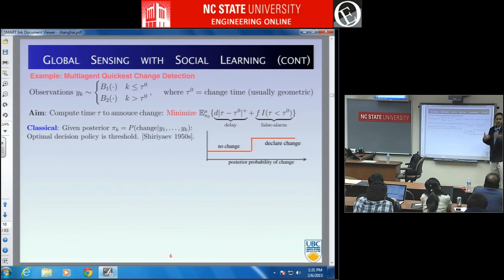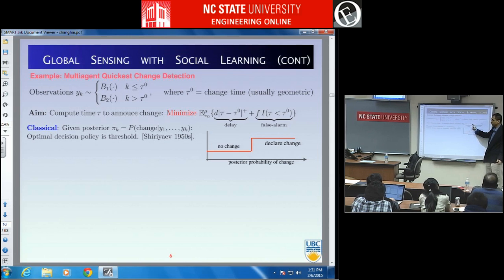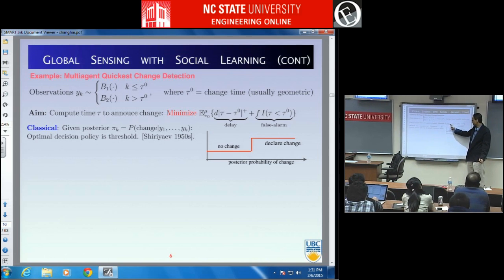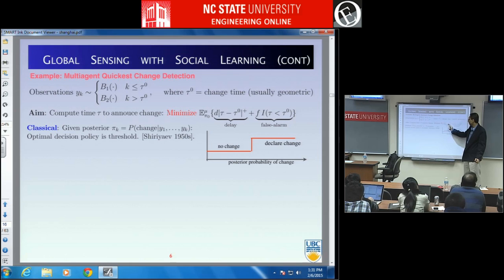So suppose I say I'm going to wait for a lot of time, and then the more time I have, of course, the better off I can decide when the system changed. I pay a delay penalty. So if I wait till time tau and the system changed at tau 0, if I wait a lot, I pay a delay penalty. On the other hand, if I'm too trigger happy, and I say the system has changed before it's changed, I pay a false alarm penalty. Okay? So it's a trade-off between delay and false alarm.